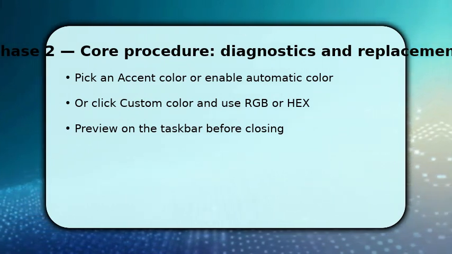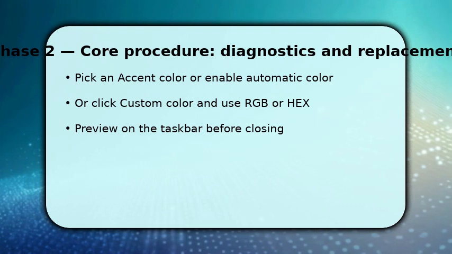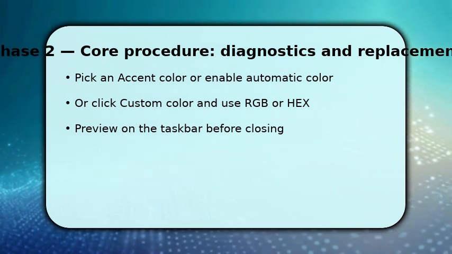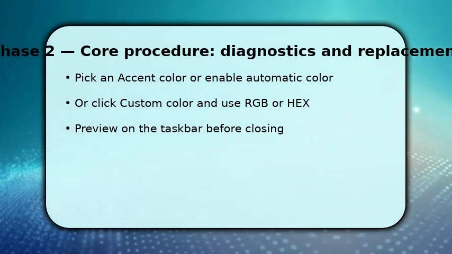If you prefer system-driven matching, toggle accent color to be picked from the background. For full control, click Custom Color and enter RGB values or a HEX code. This lets you match branding or a wallpaper exactly.